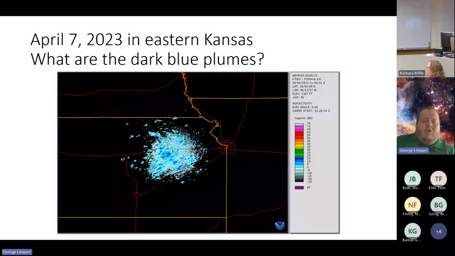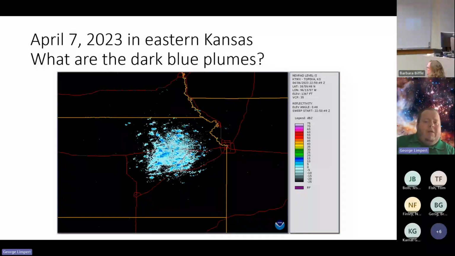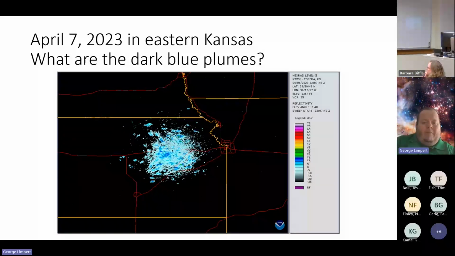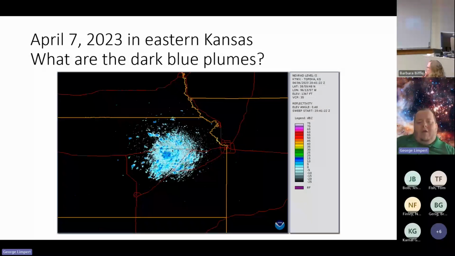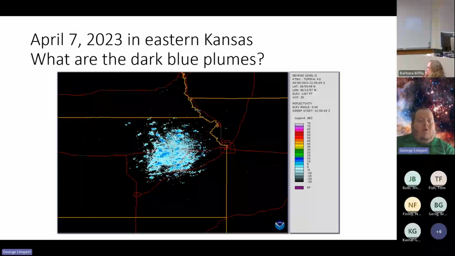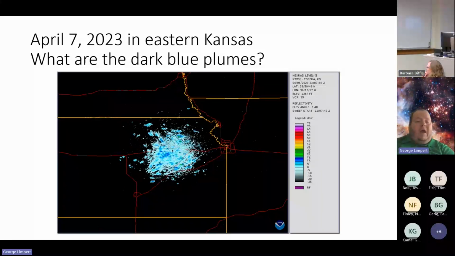This is about a 3 hour long loop, if I remember what I did for this. And what you're seeing here is smoke from prescribed burns in Kansas, and you can see the smoke moving.